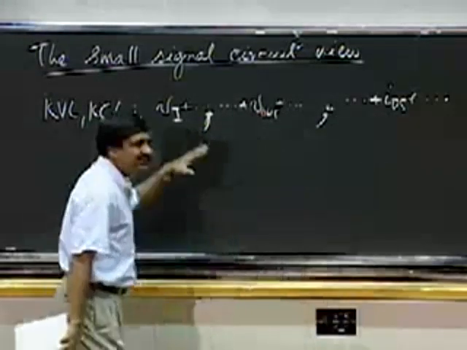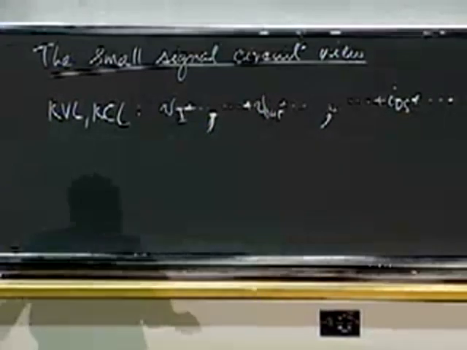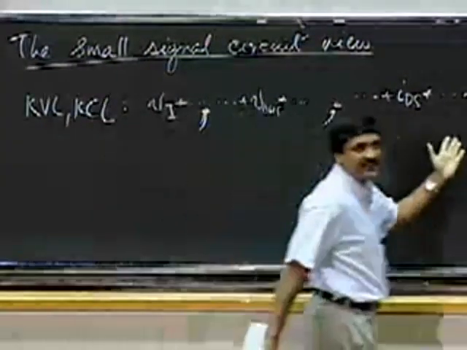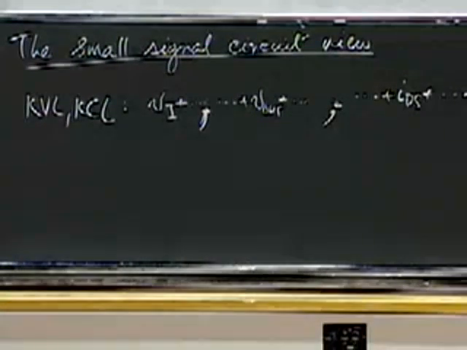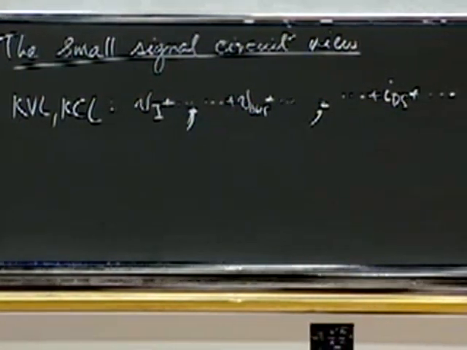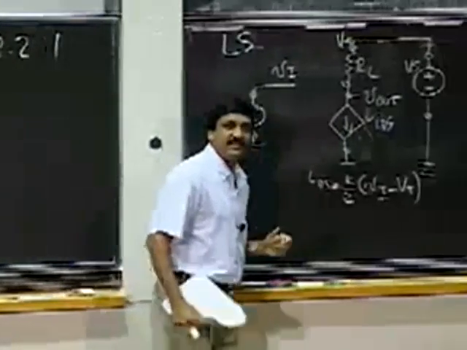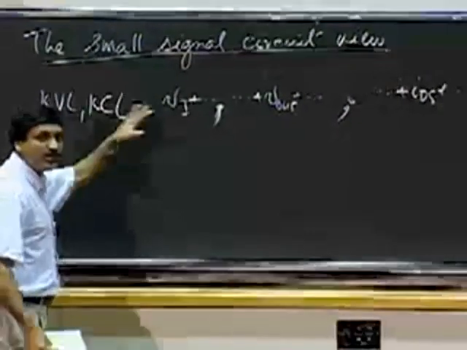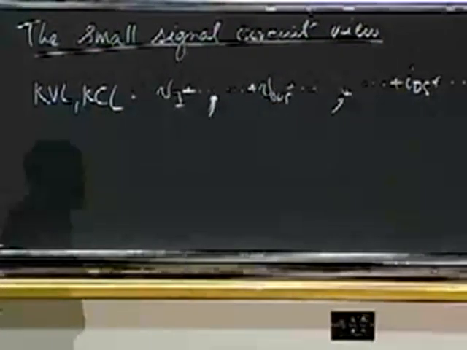Now, KVL and KCL are simply a different representation of the circuit because within those KVL and KCL equations is encoded the topology of the circuit. Remember, each KVL equation represents a loop, and each KCL equation represents how nodes are connected together. So the KVL and KCL equations encode within them the topology of my circuit.